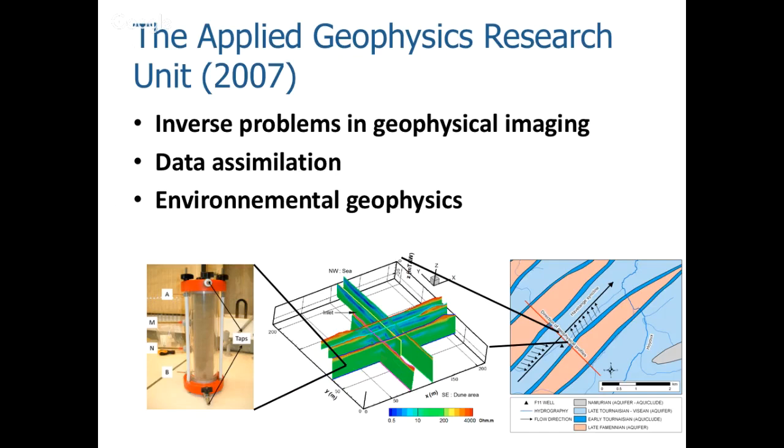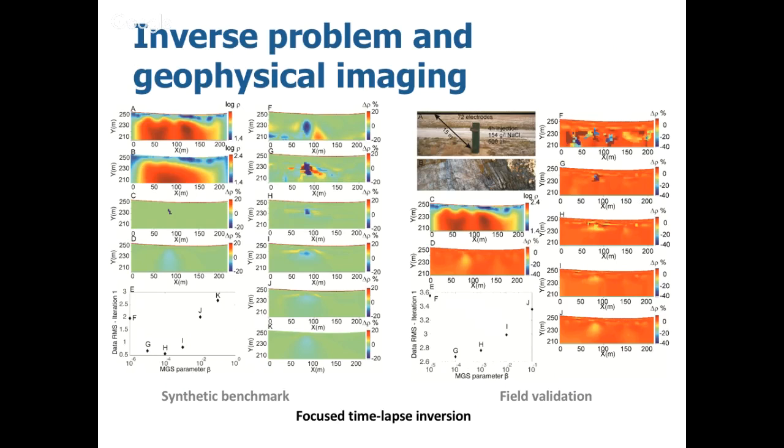The second is the data assimilation approach, because as we work with different process-based methods, you need to try to incorporate different types of data. And then environmental geophysics, that's where I would put the geothermy or applied geophysics to contaminated sites. So we basically also work at different scales. I'm just going to briefly present those 3 main topics in this short talk.